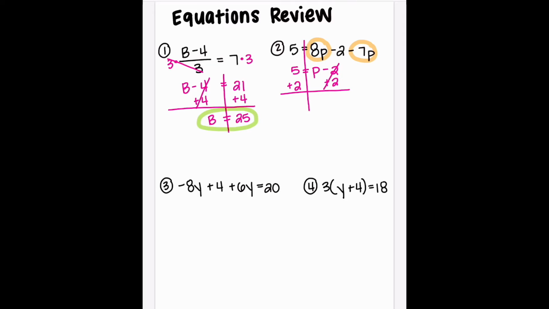Finally, we simplify. 5 plus 2 is 7. Bring down the equal, bring down the p. Negative 2 plus 2 cancels out. And our solution is that p equals 7, or 7 equals p.